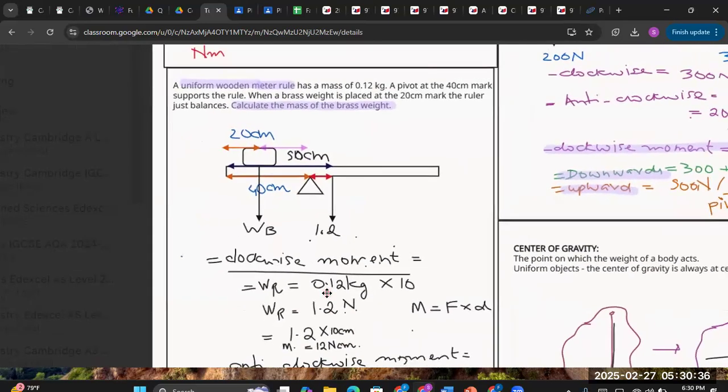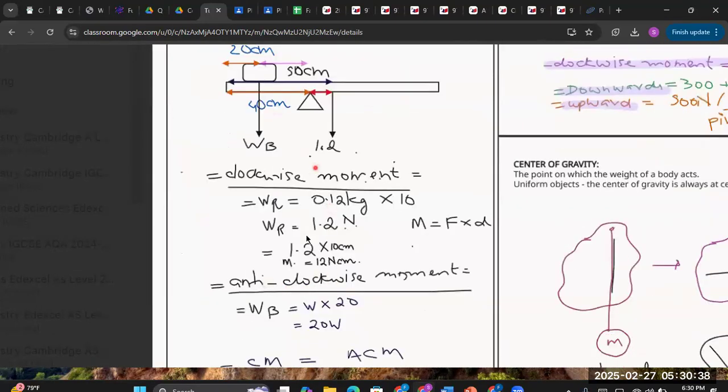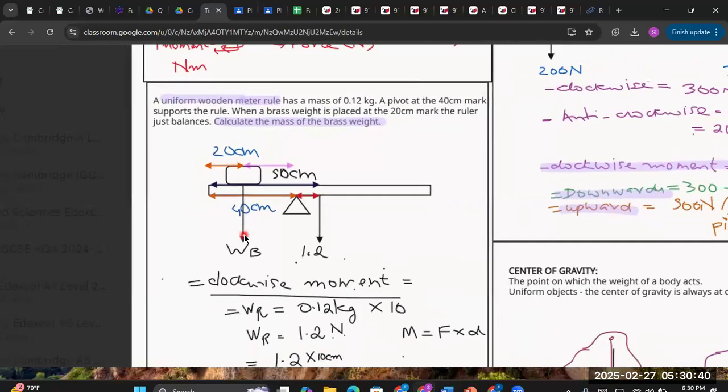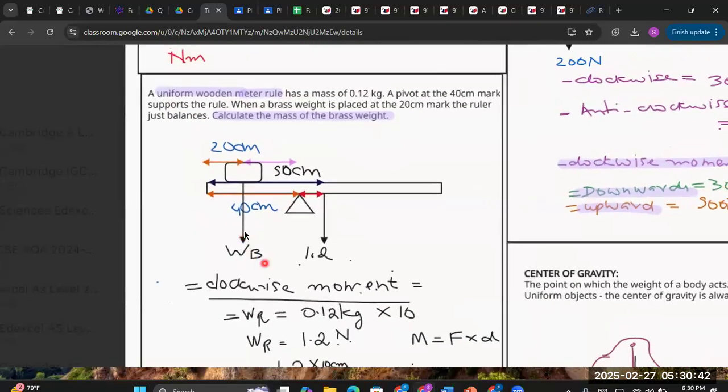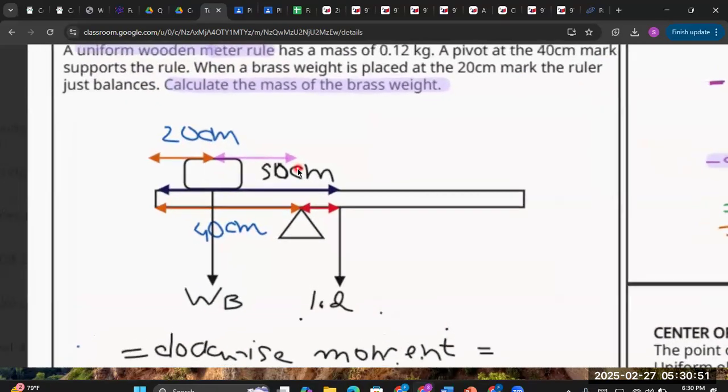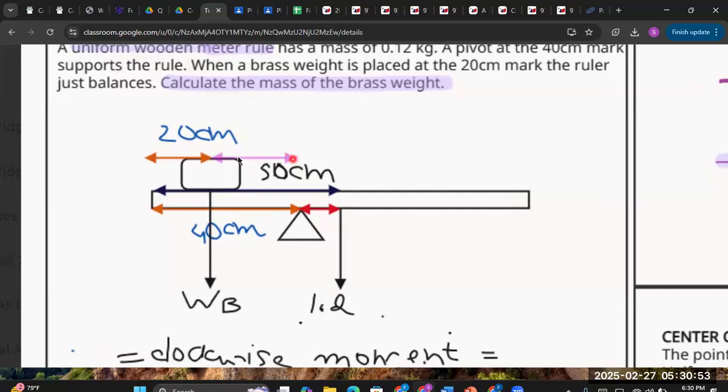Okay, now we need to get the anti-clockwise moment. Again, for the anti-clockwise moment, the force is unknown. The force is the weight of the brass. Again, we need the distance from the pivot, right? That's what we need to find out. What is the distance from the pivot?